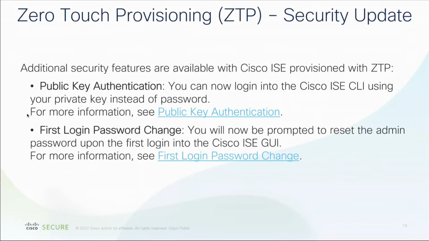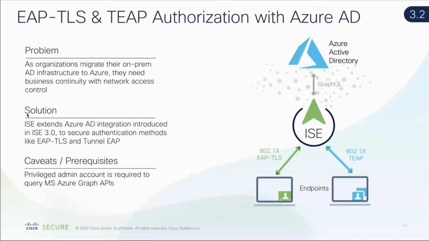So zero-touch provisioning, you guys actually saw the first login password change. That's something we started doing in ISE 3.2, so that's a little bit of a different thing now. But you also have the ability to do public key authentication and specify a private key instead of a password. So these are some things that we're adding to help you guys with zero-touch provisioning going forward.